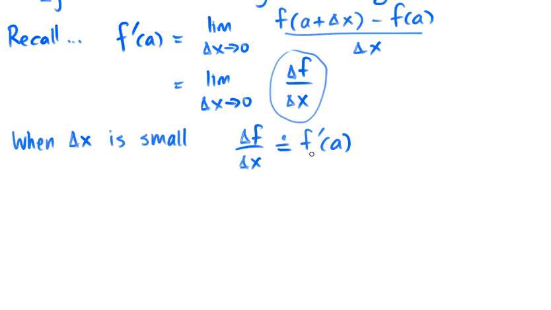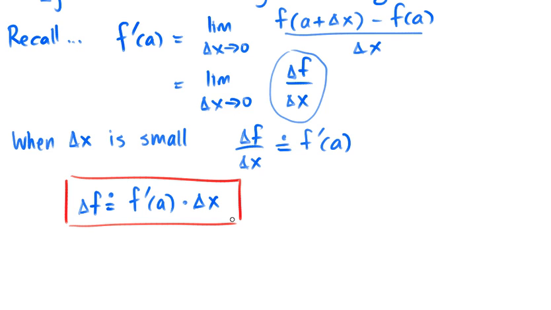And we can rearrange this formula so that delta f is approximately equal to the derivative at point a multiplied by the change in x. And that's essentially linear approximation.